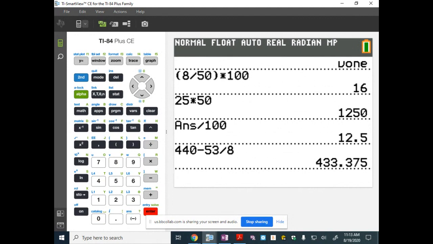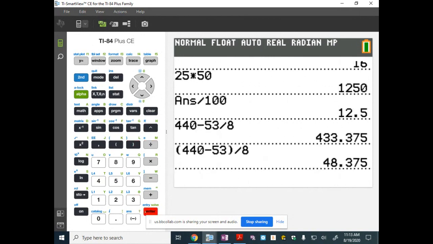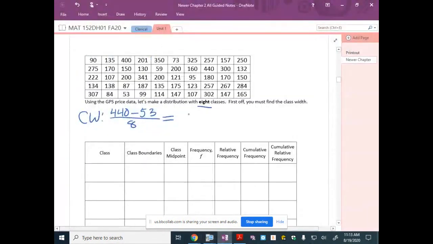If you tell me I'm wrong like that, you will not offend me. Don't be afraid to offend me. I have no ego hang up or anything. What did I do wrong? Oh, I should have put parentheses. 440 minus 53, and then we shall divide by 8, 48.375. Now, we have to round that to 49. Always round up.